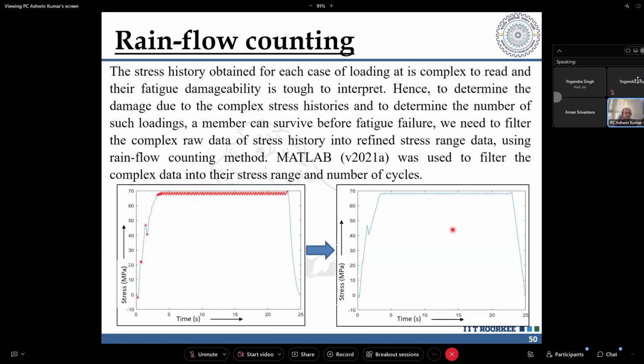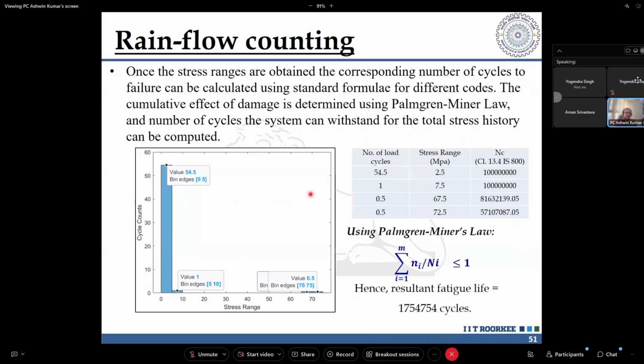So the same thing has been done for this particular bridge model. We have used MATLAB to do the rainflow counting. We have a number of cycles of stress range 2.5 MPa. The number of cycles is larger, and a higher-amplitude stress range is also there, but only a half cycle or one cycle. We use the Palmgren-Miner rule and say, okay, my particular detail, let's say an inclined member or a flexural member, can take this particular number of cycles.